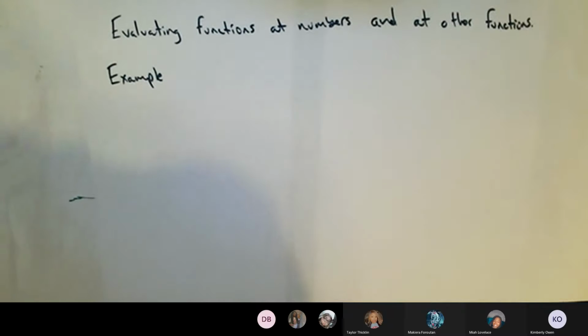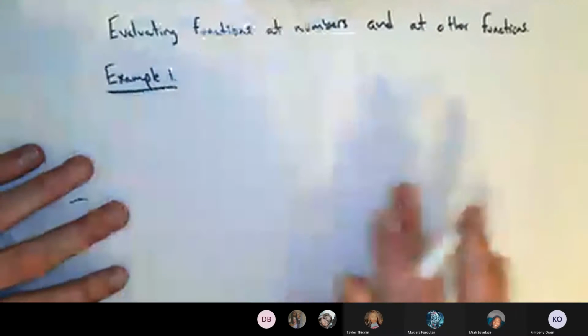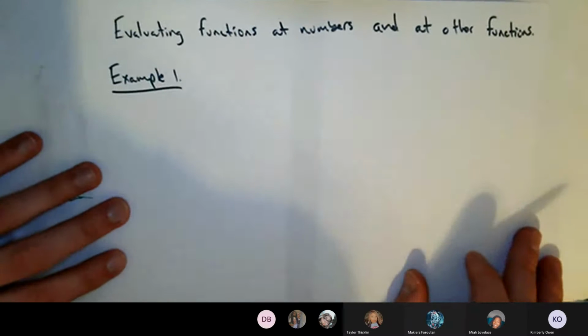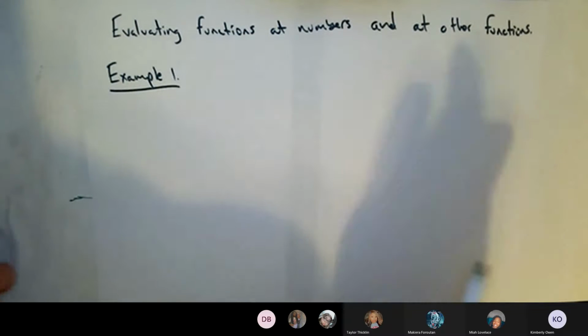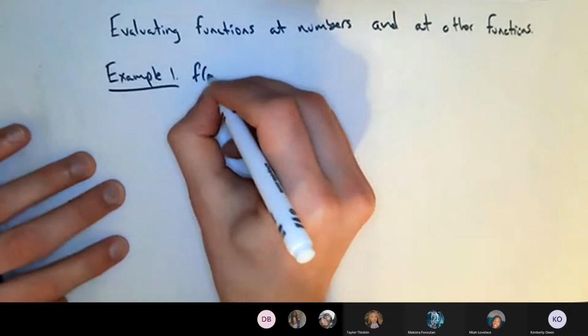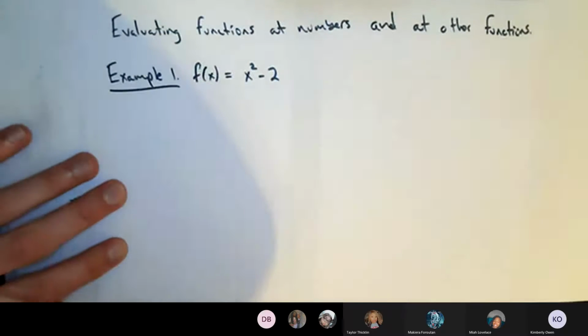I didn't write down what example I left off with. If you have your notes and on Monday or Wednesday we left off at example 3, then you can call this one 4. I don't remember which one we left off on, so I'm just going to start my enumeration over. Example 1. Okay, so we're going to let f of x be x squared minus 2.